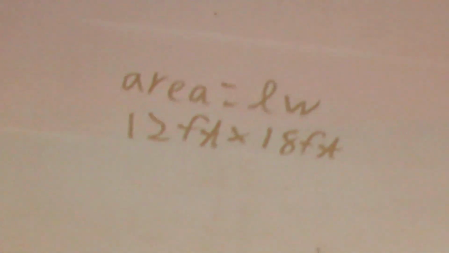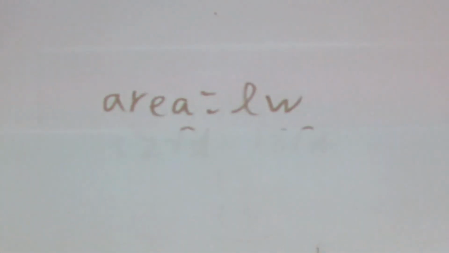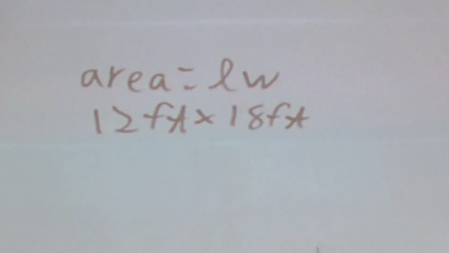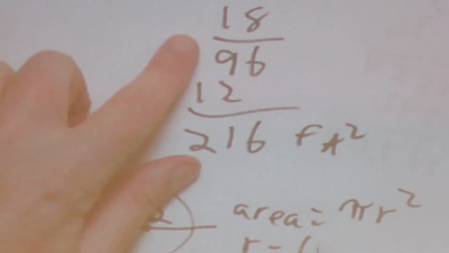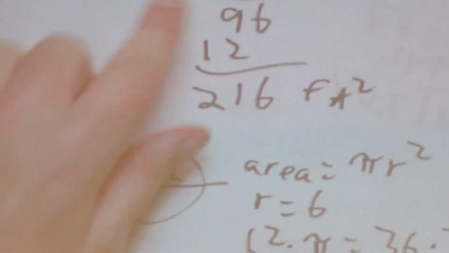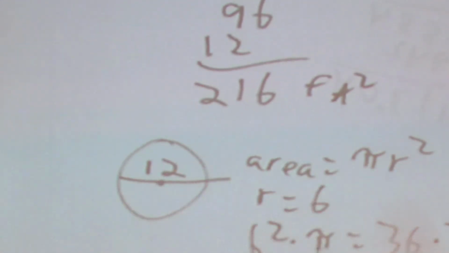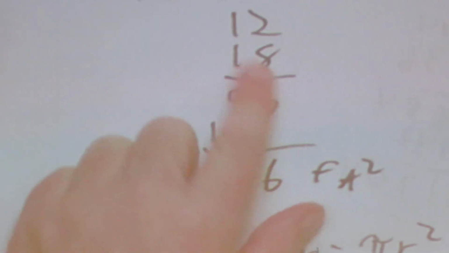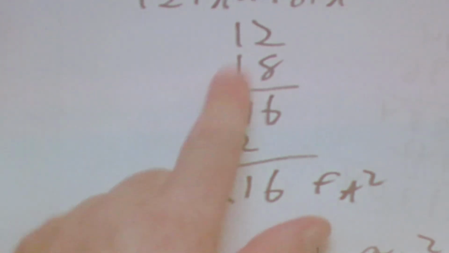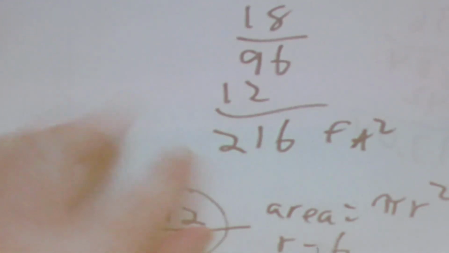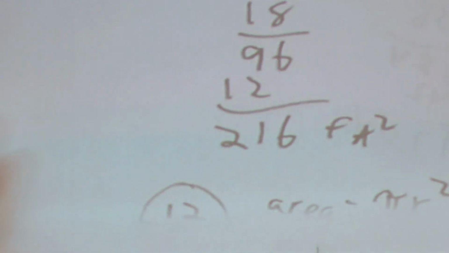Next, we're going to have the area of a rectangle. It's of a house, or a carpet, I believe, or a floor, and it's going to be 12 by 18. So we just multiply 12 times 18. We're going to get that it's 216 square feet. 8 times 12 is 96. 1 times 12 is 12. When we add these, it'll be 216.